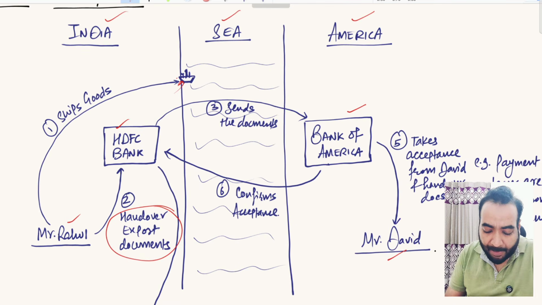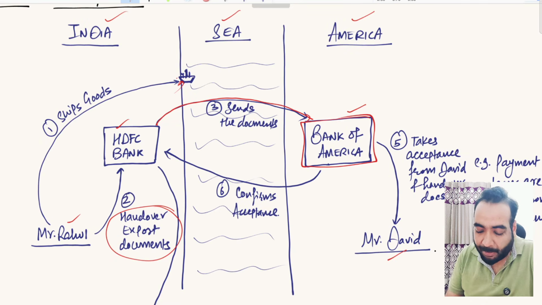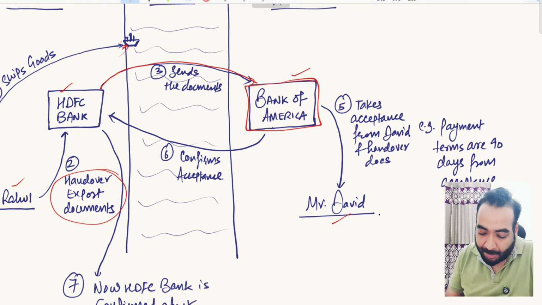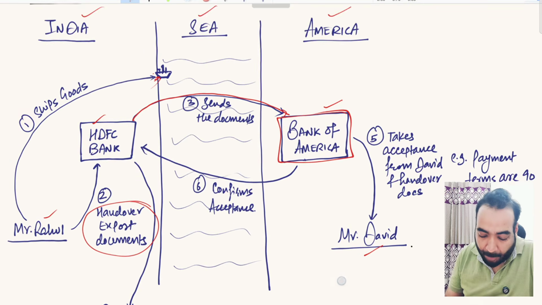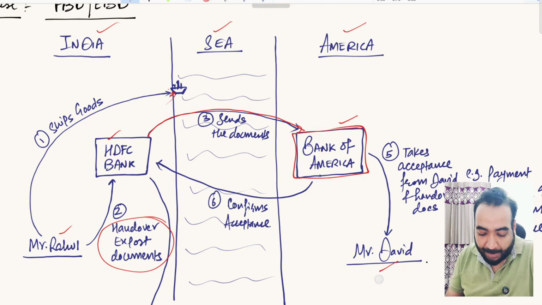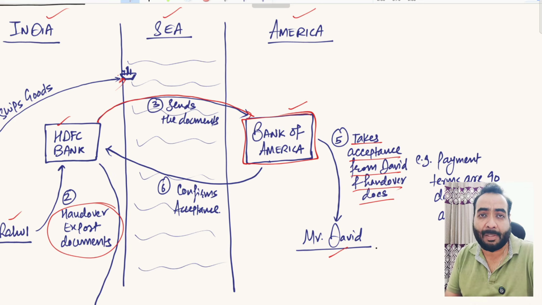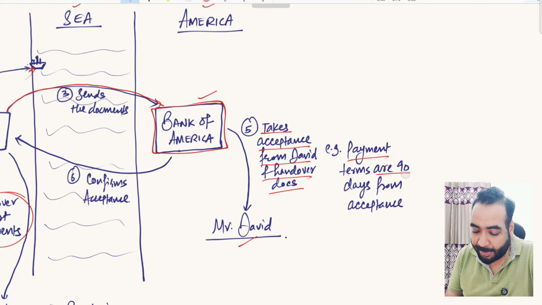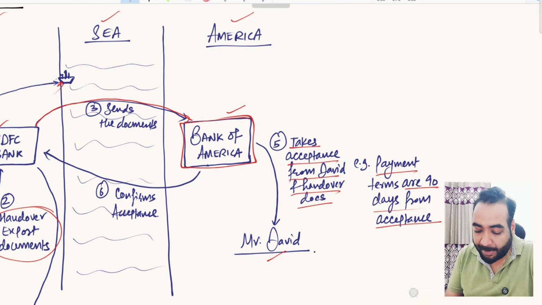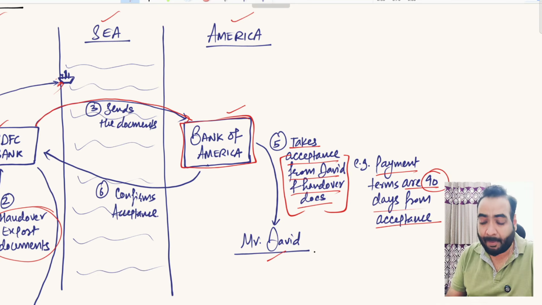Now, what will HDFC Bank do? HDFC Bank will send these documents to Bank of America, the banker of Mr. David. Now, what will Bank of America do? Bank of America will call up David, ask for his confirmation, take acceptance from David and hand over the documents to him. The payment terms are obviously documents against acceptance, DA basis only. So, there is a credit period involved. The payment terms are 90 days from the date of acceptance. From the date when Mr. David signs or accepts the bill of exchange, the 90-day period will start from there.